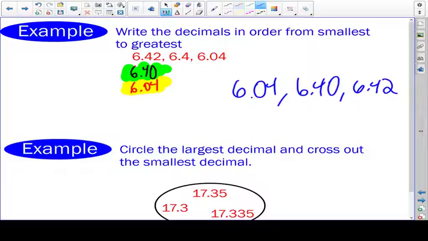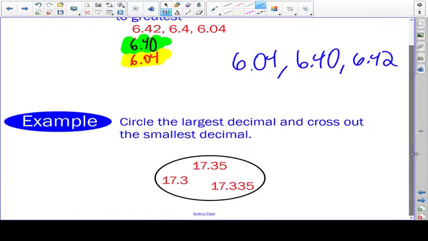So if we're writing these in order from smallest to greatest, this is the order in which they go. Be careful when you're doing a question like this, because the question could easily be asking you to write them in order from greatest to smallest. And in that case, we would write them in the opposite order. So definitely pay attention, because you might be going from smallest to greatest or greatest to smallest.